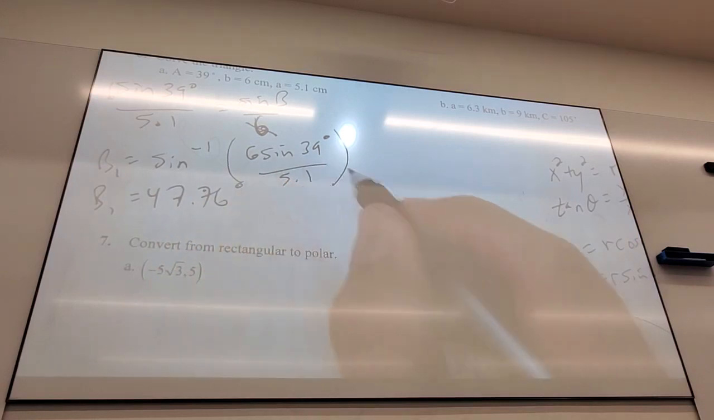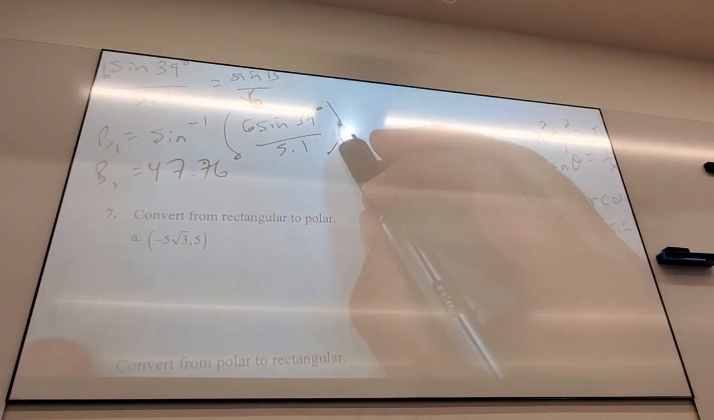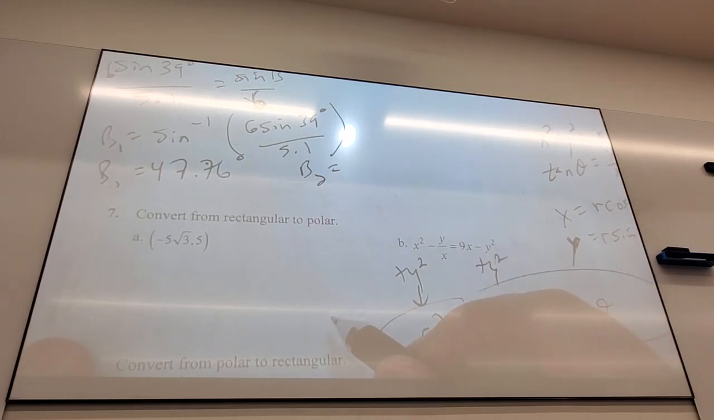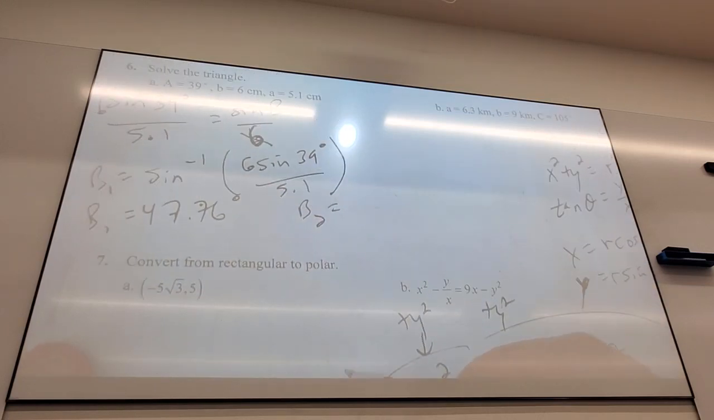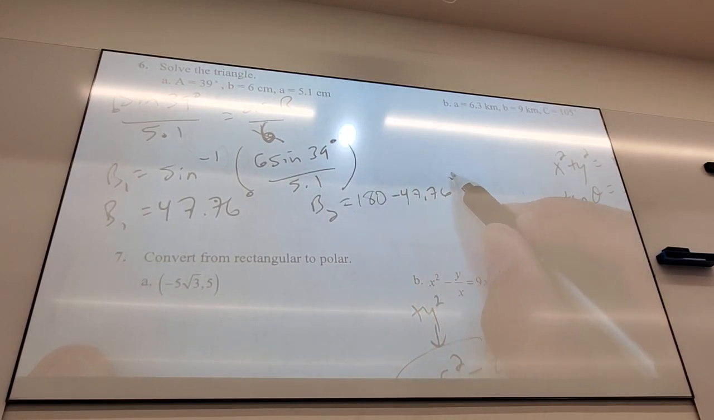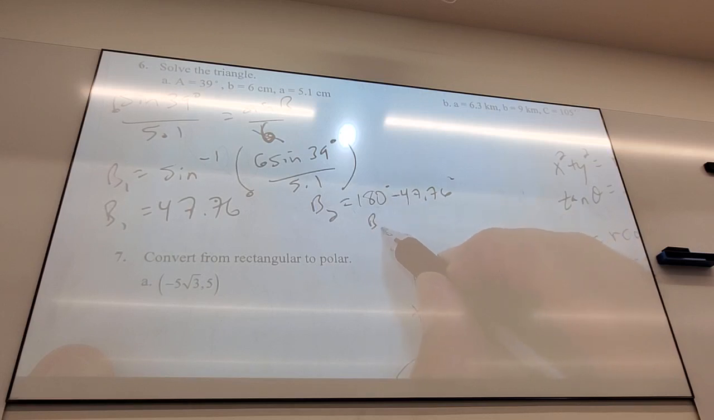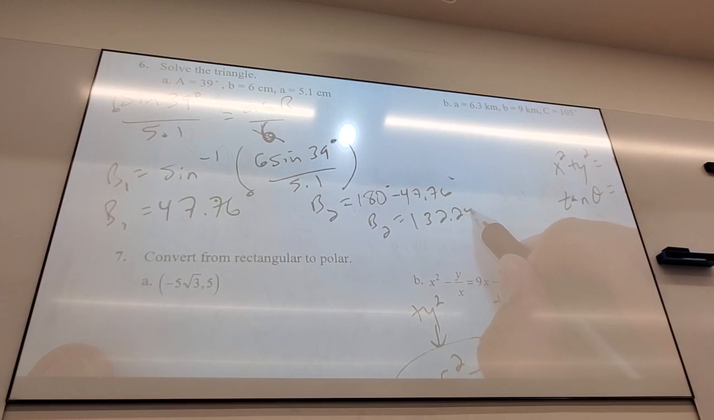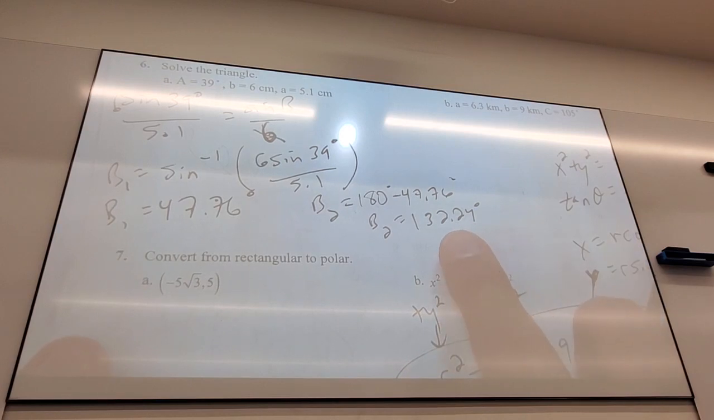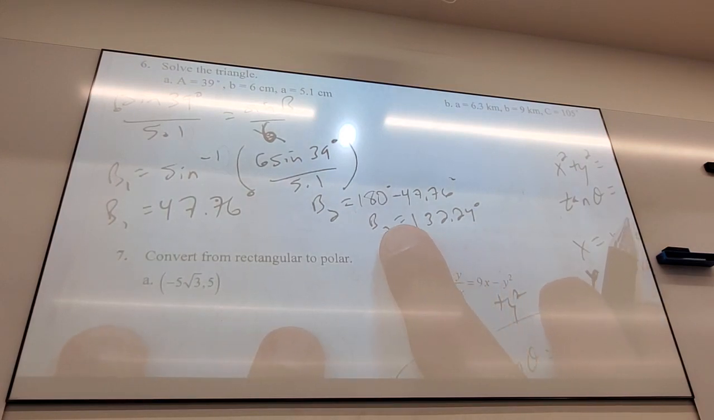So here's where it's okay to start rounding. At least we're not rounding too early. What could B2 be then? 180 minus 47. Yes. So B2 could be, yeah, that's 39. I want to make sure everybody's with me. You guys all with me?